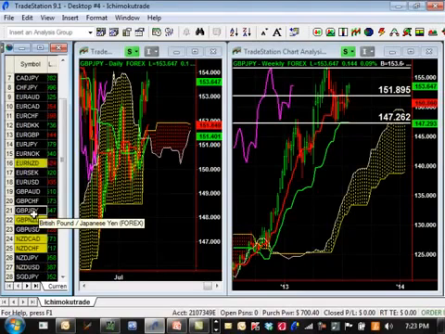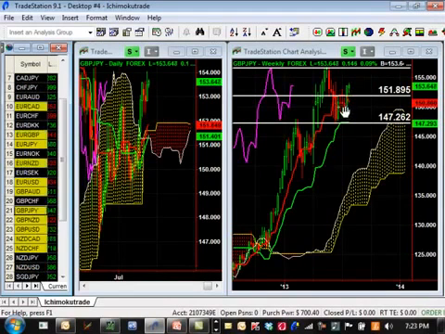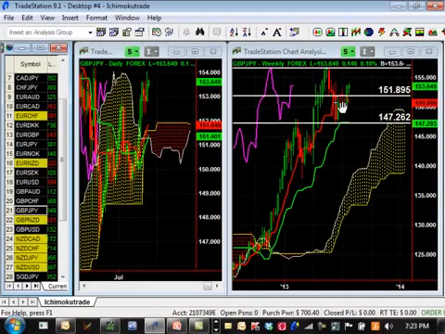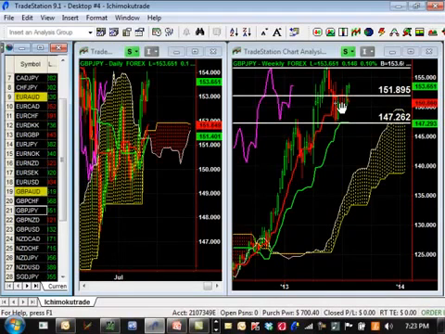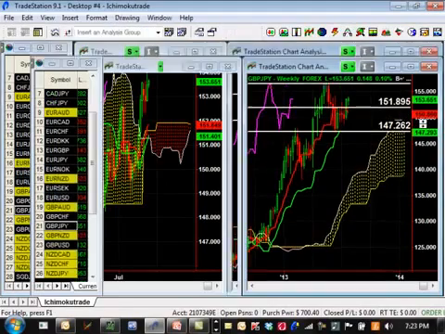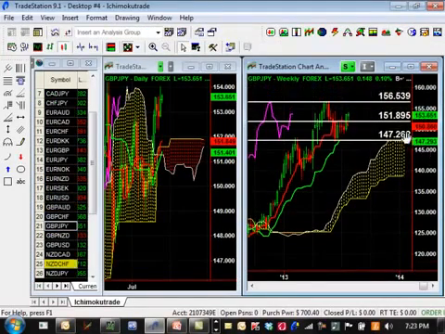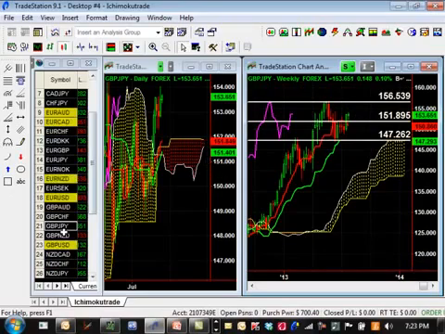Pound Yen is trending basically upward on the weekly, kind of consolidating here on the daily due to this consolidation pattern and pullback here, but basically it's holding the support at 147.26 and 151.89. Resistance, of course, is the high right there, 156.53.